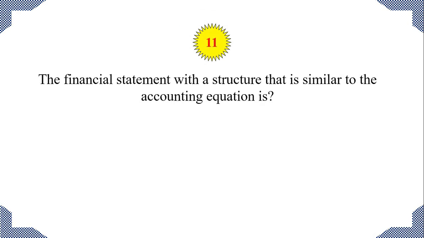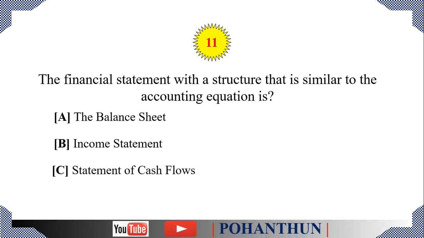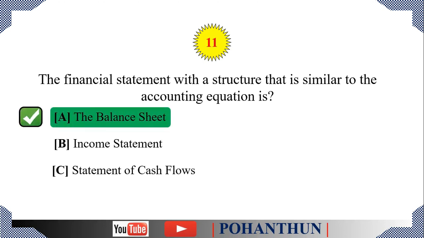Question number 11. The financial statement with a structure that is similar to the accounting equation is option A, the balance sheet. B, income statement. Option C, statement of cash flows. So the right answer is option A, the balance sheet.